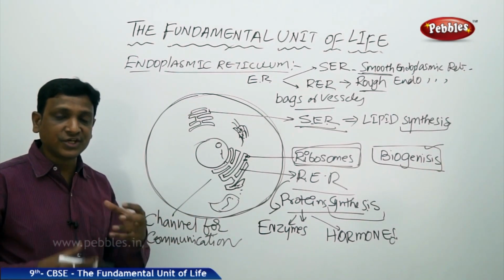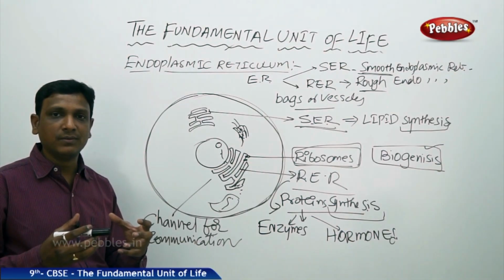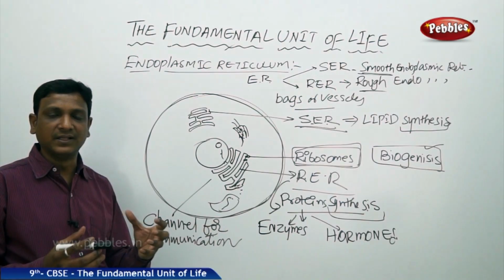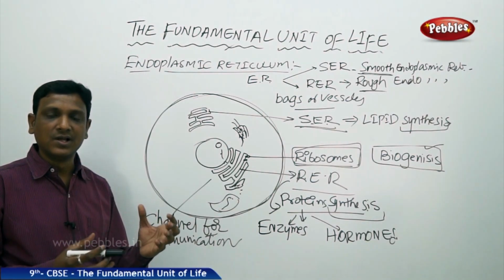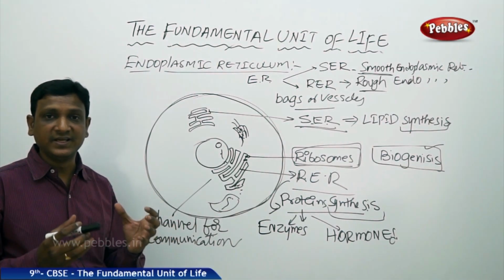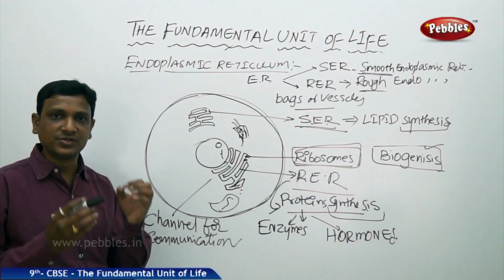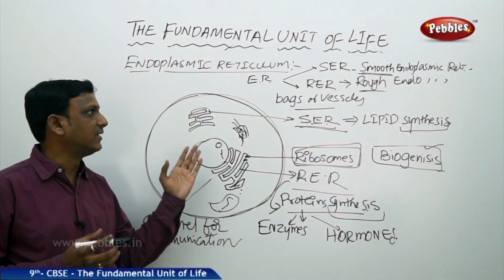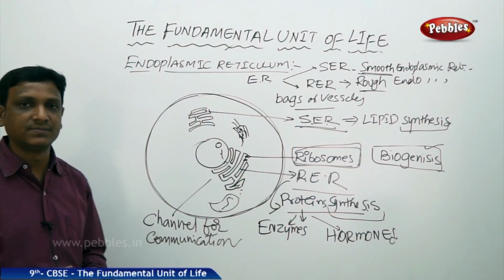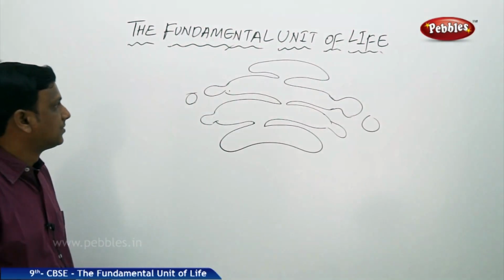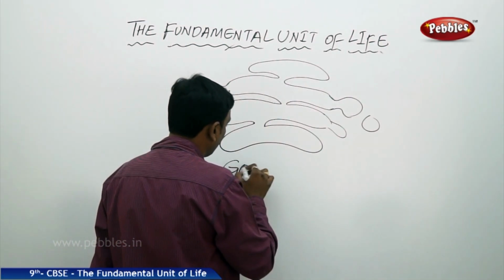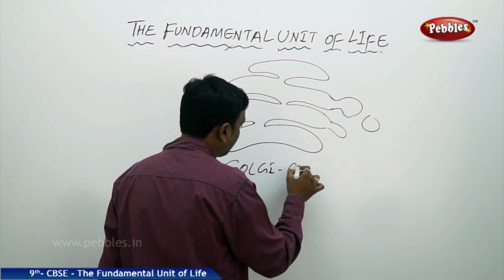That is, in the production of useful materials, say proteins in the form of enzymes or hormones or other metabolites, which are very essential for carrying out some very important reactions inside the cell. So that is the prominence or importance of the endoplasmic reticulum. So next we are going to talk about another cell organelle, that is the Golgi complex.